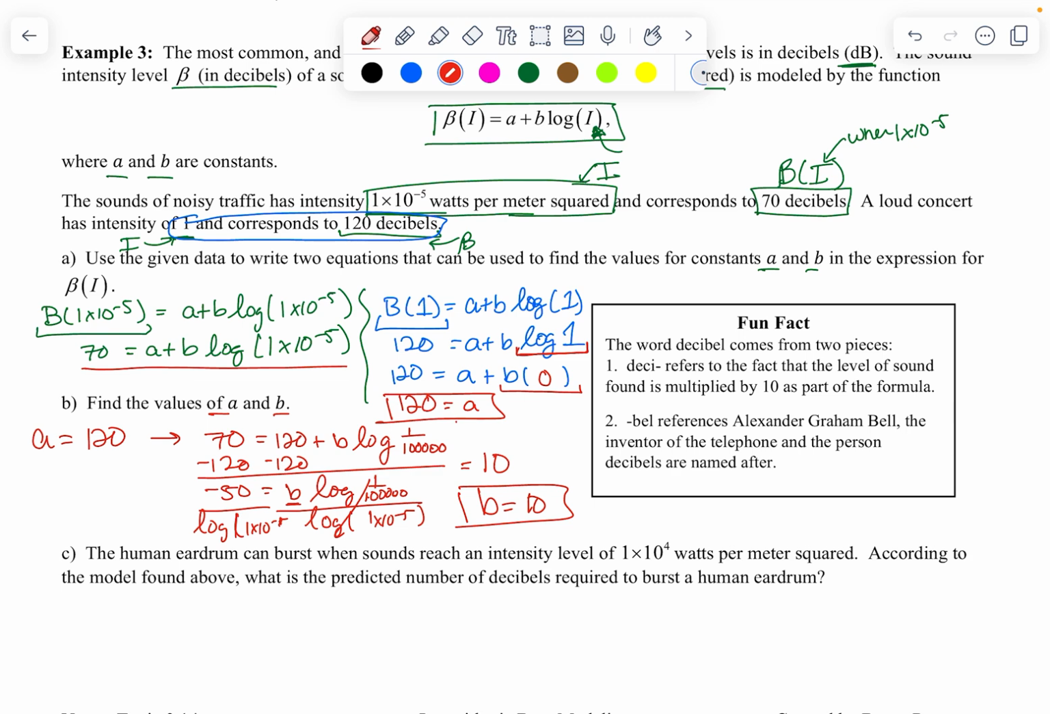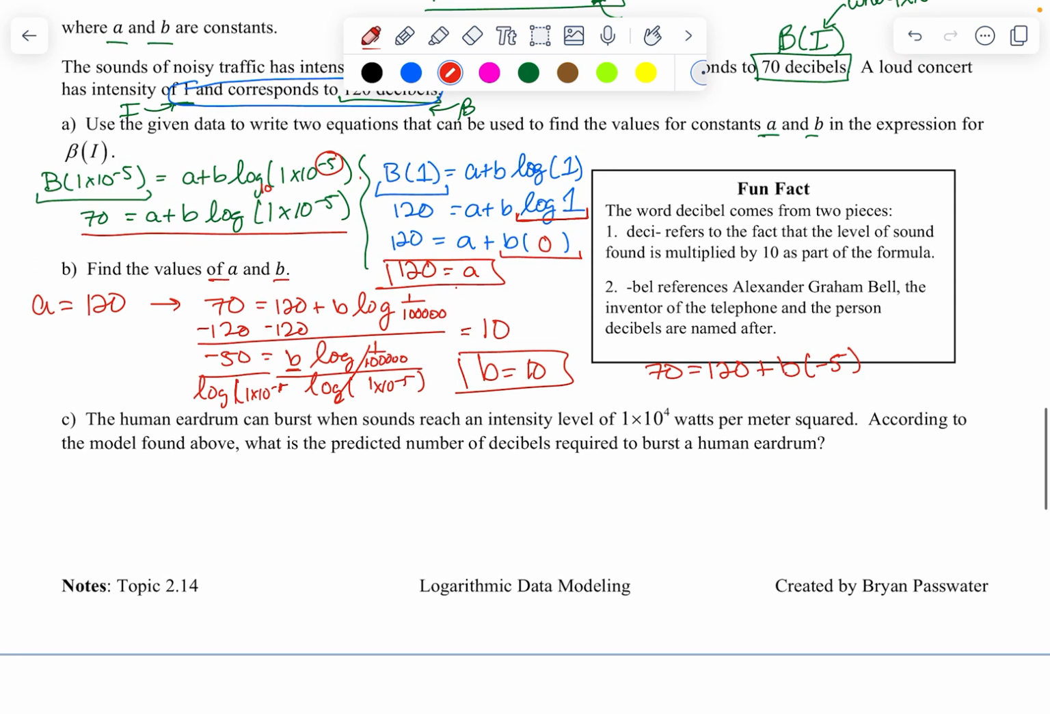All right, and the reason for that is because, remember, this is a base 10 log. So 10 to the what gives us 1 times 10 to the negative fifth? It's just negative 5. So without a calculator, I could have really written that second part as 70 equals 120 plus b, and instead of log base 10 of 1 times 10 to the negative fifth, I could have just said times negative 5, because that's what that equals. All right, so fun fact, you guys can read that on your own.